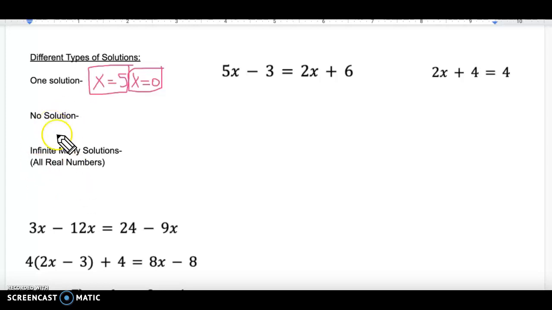Today we're going to look at two other types of solutions where we have no solution that works, which means no answer. We can pick any number in the world and it will not work. And then we have infinite many solutions where every single answer works. So this one is you have no answer that works. This one is you have every answer that works, okay? This one can be called two different things. It's either infinite many solutions or all real numbers. The book typically calls it infinite many solutions in this book, so that's what we're going to look at today.